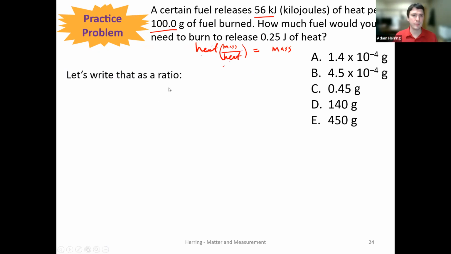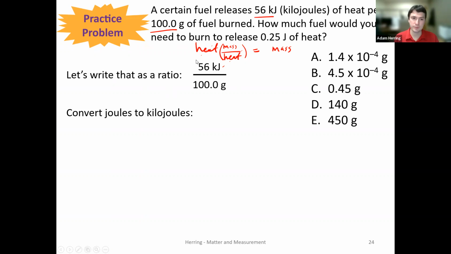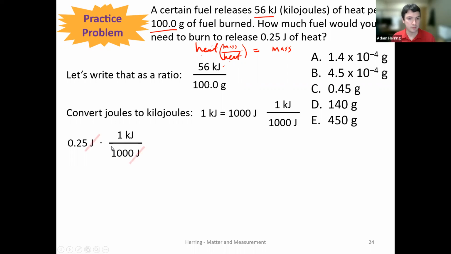So let's try that. Let's write this first as a ratio, 56 kilojoules per 100 grams. We then will convert our heat from joules into kilojoules. 1 kilojoule is 1,000 joules because of the prefix kilo. We can express that as a ratio as well. So if we have 0.25 joules, we'll convert that from joules to kilojoules using this ratio. The joules cancel, and we're left with kilojoules. We can then multiply this by the ratio.